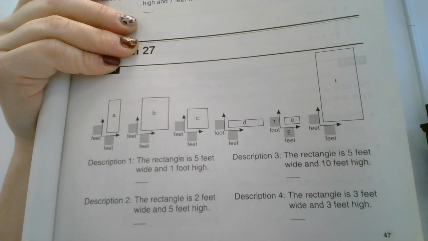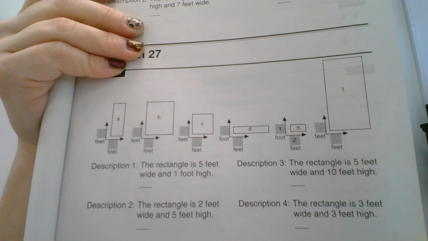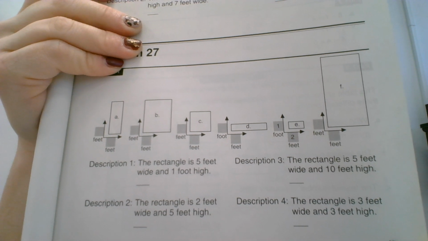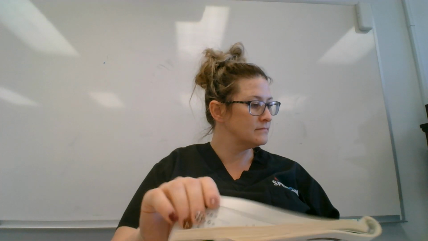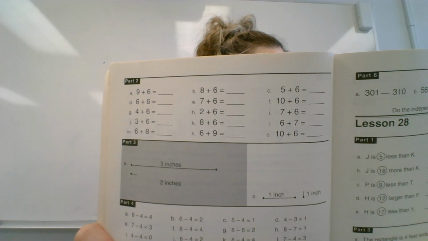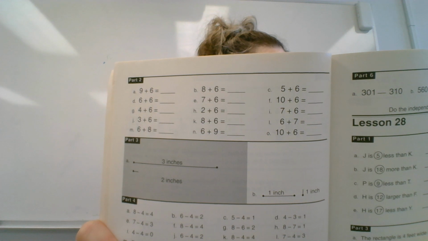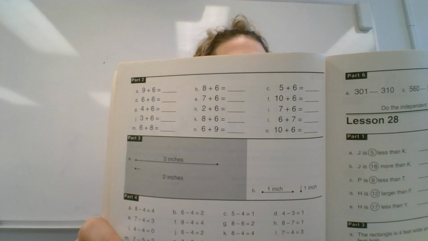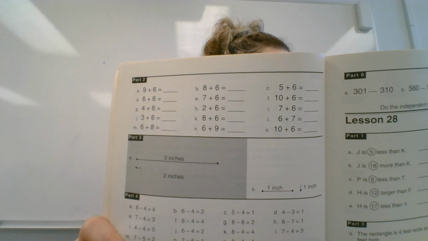is described. Write the numbers in to show how high and how wide each rectangle is. When you're finished, find part 2. Part 2 in your workbook. These are addition problems that have 6 as a small number. Write answers to all the addition problems in part 2. When you are finished, you may unpause the video and continue on.